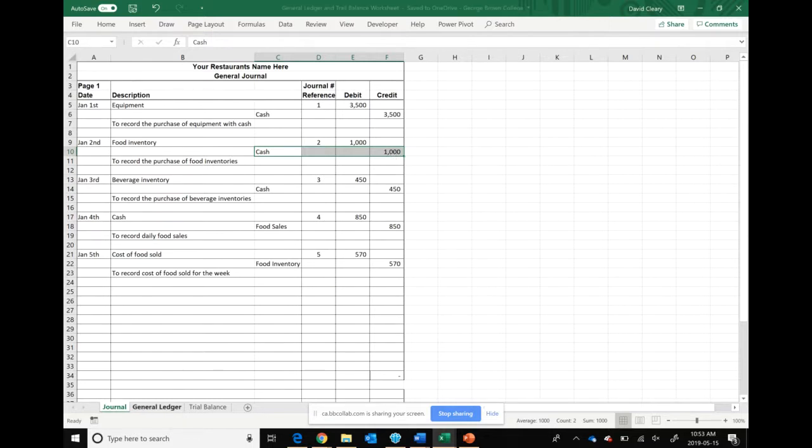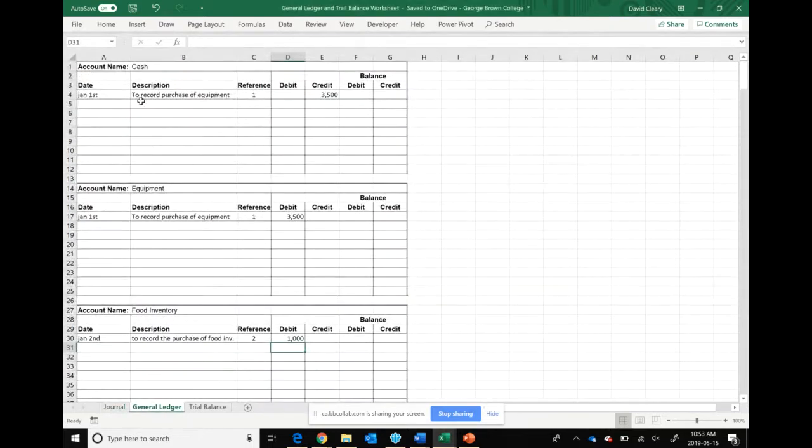So we go to our ledger, go back up to our cash account. We put in the date, January 2nd. There we go. Wow, it filled it out for me. Perfect. We copy the description or just retype it in. I'm going to copy it because it's quicker. Reference was number 2. And we're crediting by 1,000, correct? So we put in 1,000.